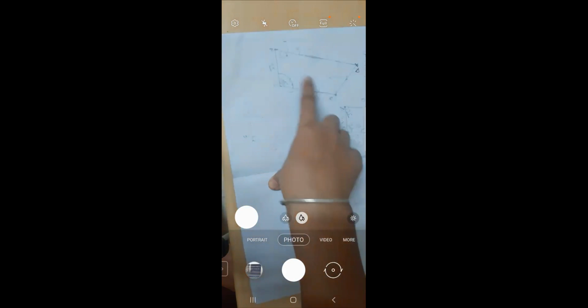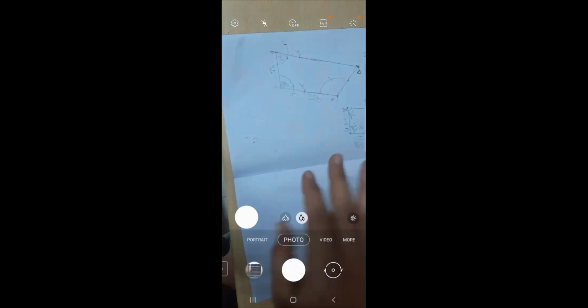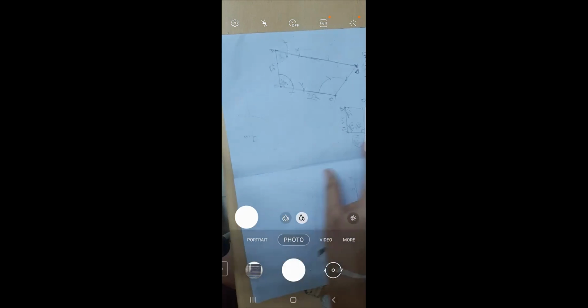Ma'am, when we draw the quadrilateral, we should draw the baseline. Yes, first draw the baseline. If a diagonal is given, then draw the diagonal first. Otherwise, you draw the baseline first, and draw the respective angles, and join all the points.